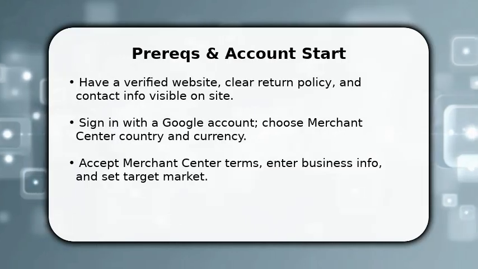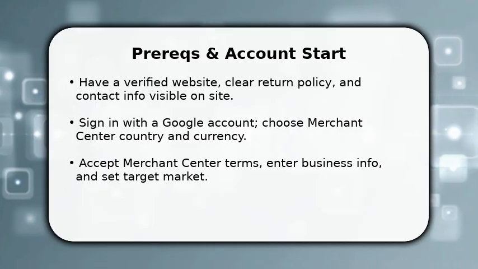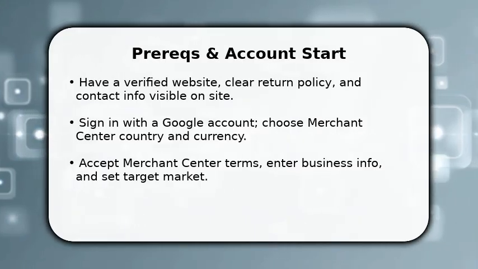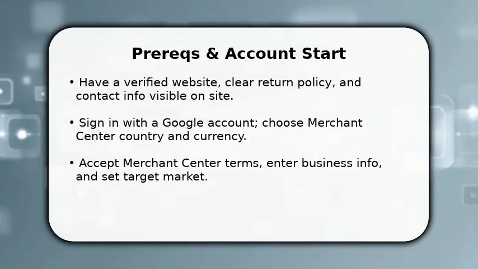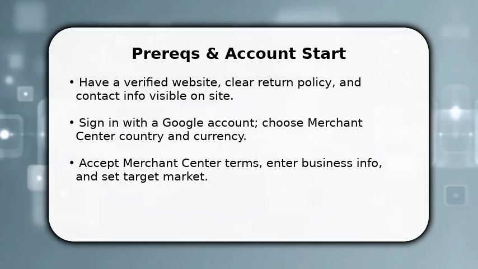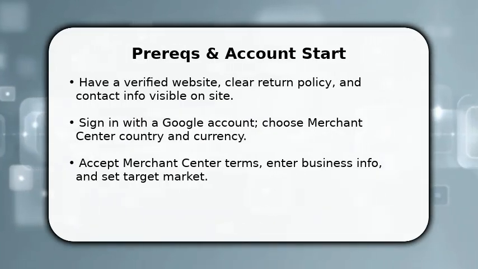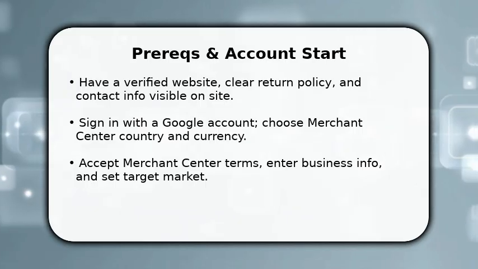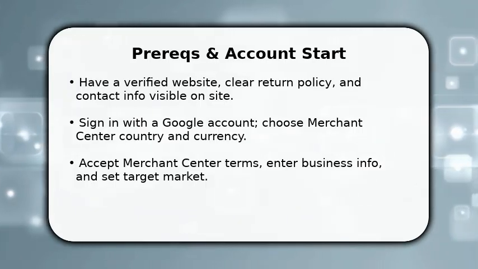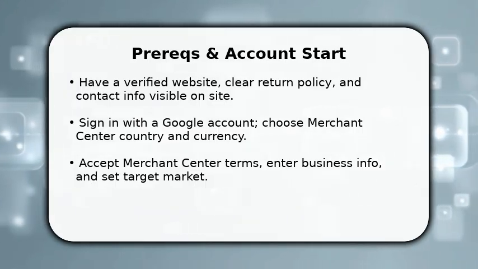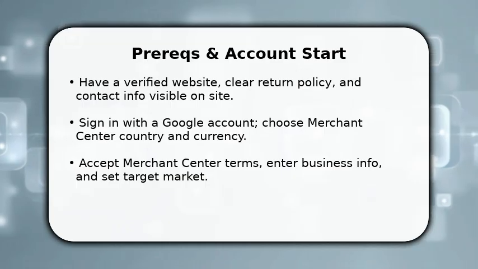You start by preparing essentials, a live, verified website with visible policies and contact details. Once done, sign in with the Google account you'll use for business and pick your Merchant Center country and currency. Next, enter accurate business information and choose the target market. This determines pricing and tax displays.